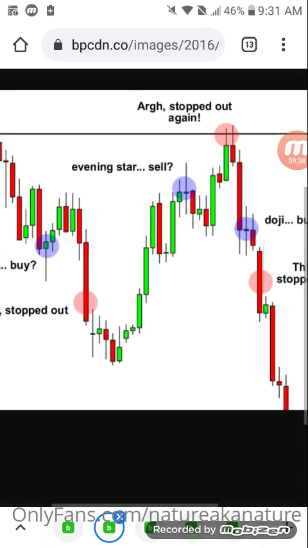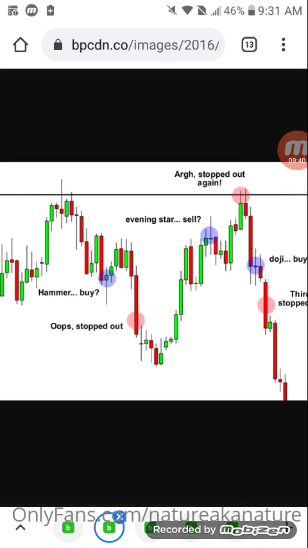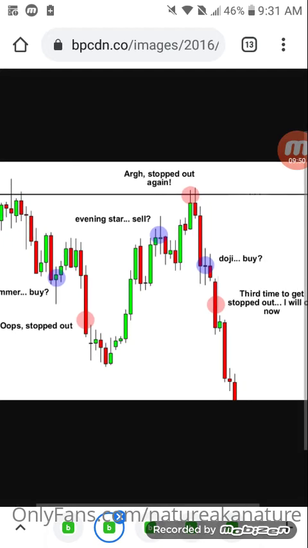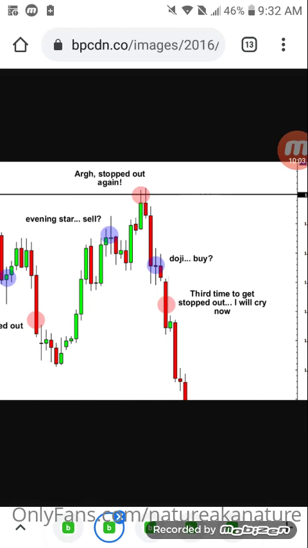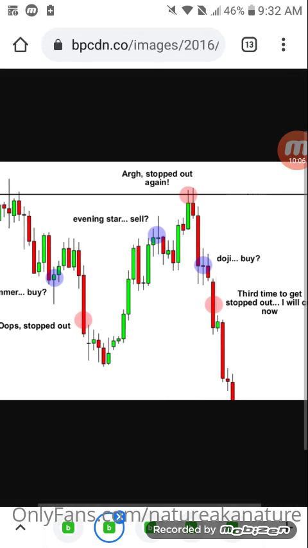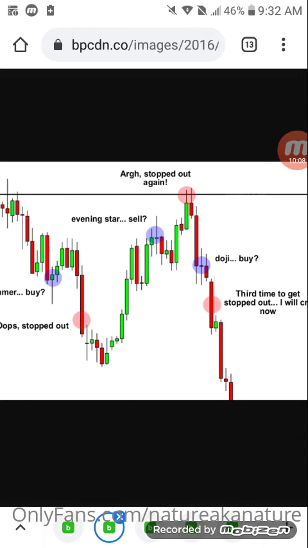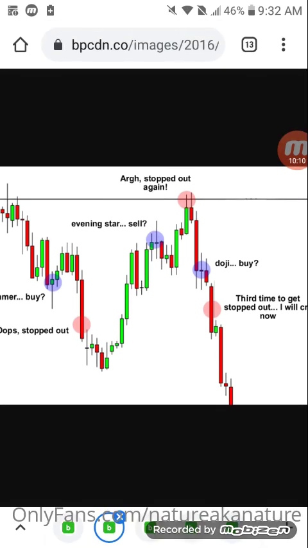So this is a hammer, a single hammer. When you see a hammer, it means it's bullish, so you're thinking price is going up, but no, price goes down and stops you out. Then you see an evening star right here, and an evening star is a bearish confirmation that price wants to go back down, but no, price reverses and heads back up again and stops you out again. So that's how you basically lost every time. You thought price was going to continue; you can't just go off the candlesticks.